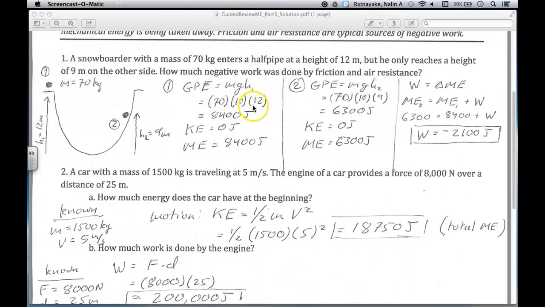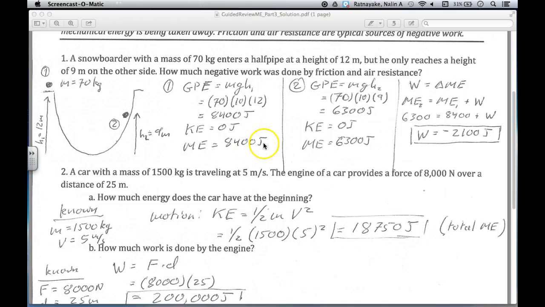So 70 times 10 times 12, that's mgh, equals 8,400 joules. I'm not told that he has any velocity. We're assuming he starts from rest, so kinetic energy is 0, which means that the total mechanical energy of the snowboarder at position 1 is just, excuse me, is 8,400 joules. It's just consisting of GPE.